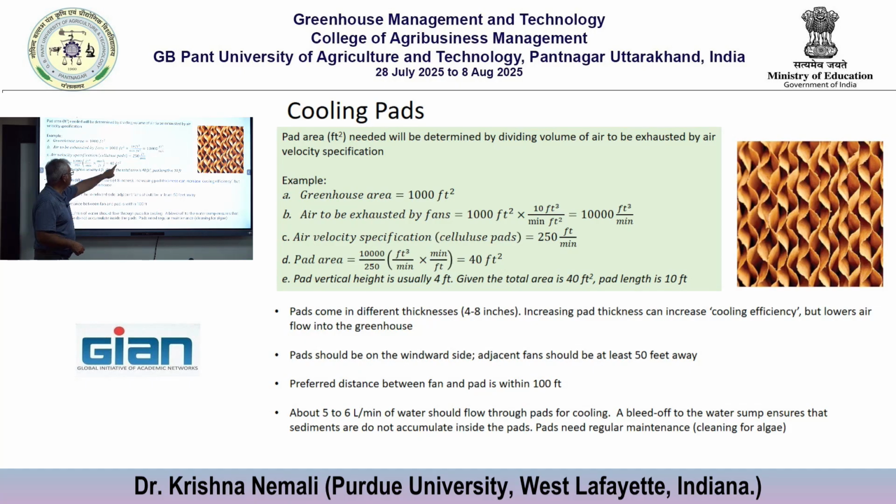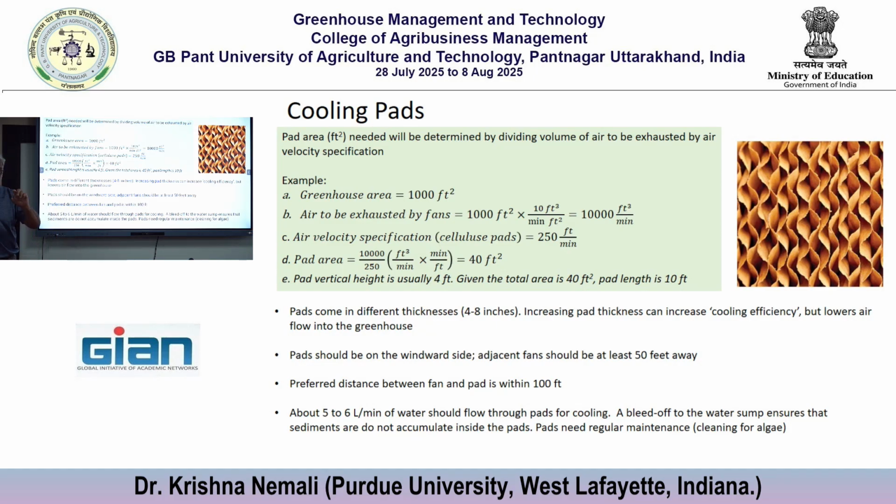So when you know that, then to determine the area of the pads in the greenhouse, you simply divide the 10,000, which is the exhaust volume of air, by that air velocity specification. So in this case, 10,000 by 250, you get 40 square feet. That is the area of the pads you should put in your greenhouse.